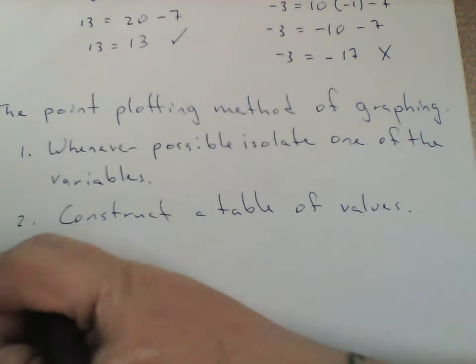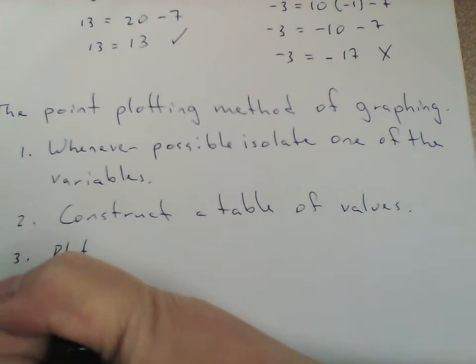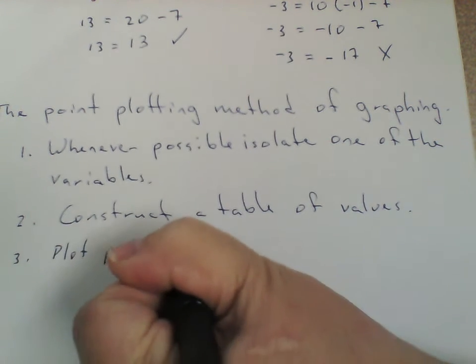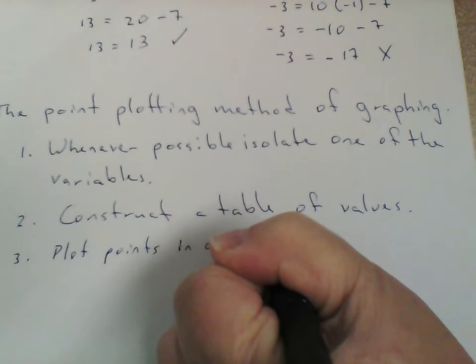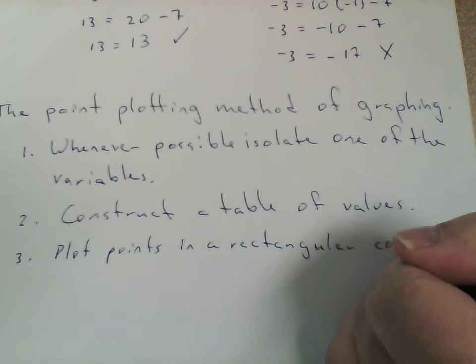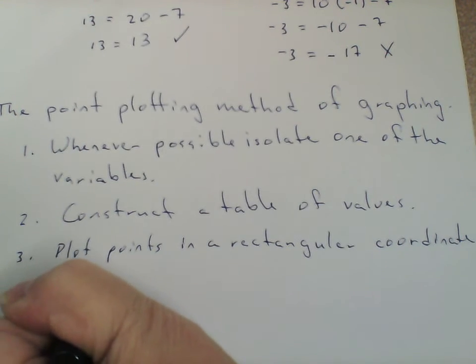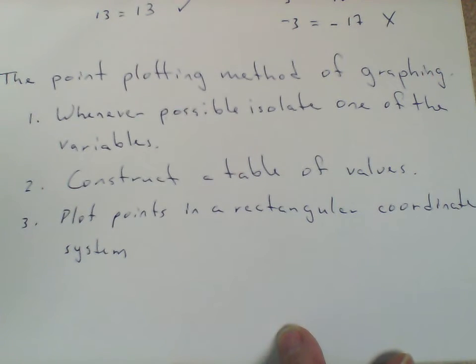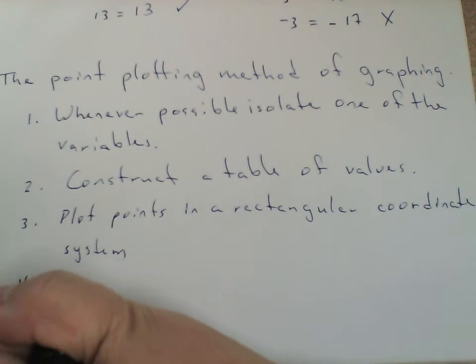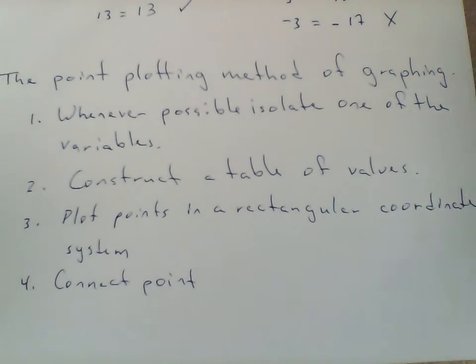Number three, plot these points in a rectangular coordinate system. What is that? That's our XY graph. And the last thing that we want to do is to connect the points with either a smooth curve or a line. Because when we're talking about equations, these connect because it'll go through those points, but it'll also go through all the points in between them.